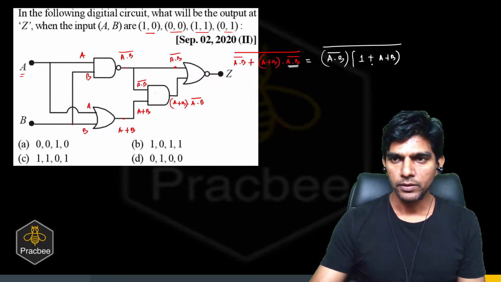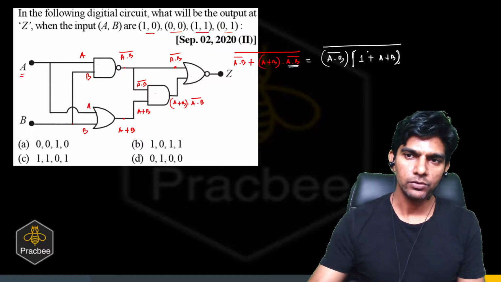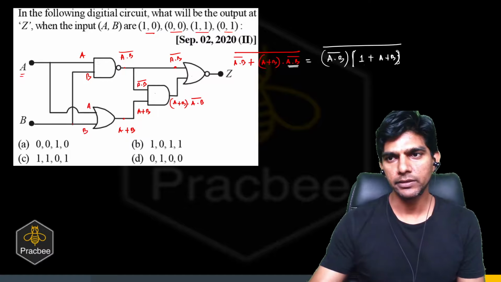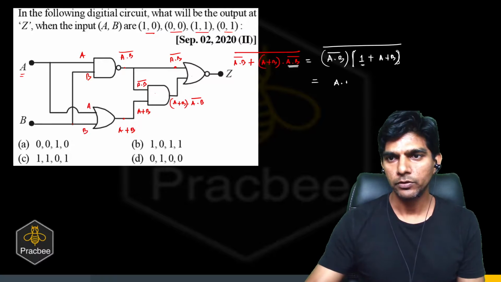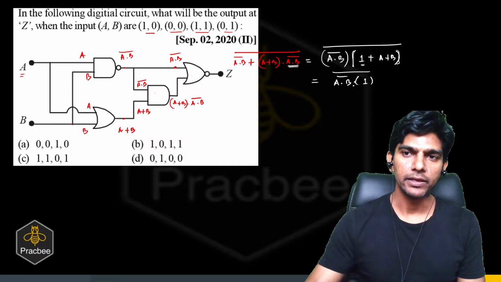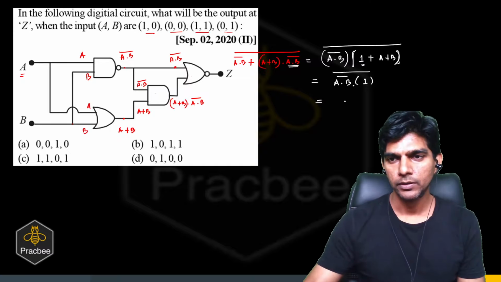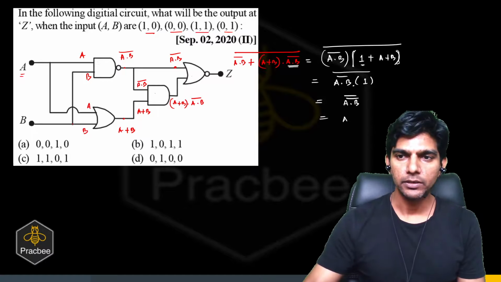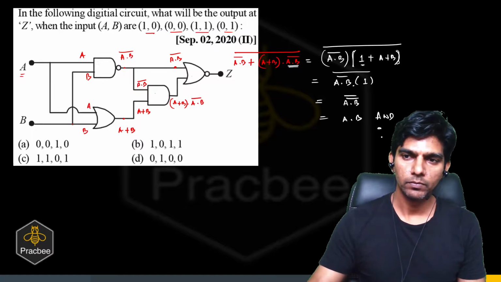So can you see in this factor, we have 1 plus A plus B. So we know that if any of the inputs is 1 in case of an OR gate, then the result is high. So if this is high, the result will be high. So we can replace this with 1. So we will get A dot B bar times 1. And we know that if we multiply any input with high, we will get the same output. So it will be AB bar whole bar. So there will be a double bar here. And this is nothing but AB, right? And AB is what? That is the AND gate.